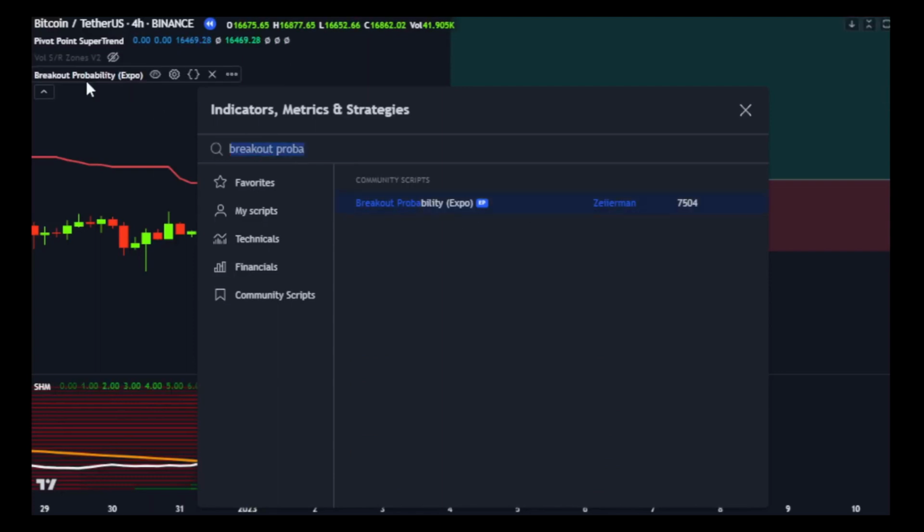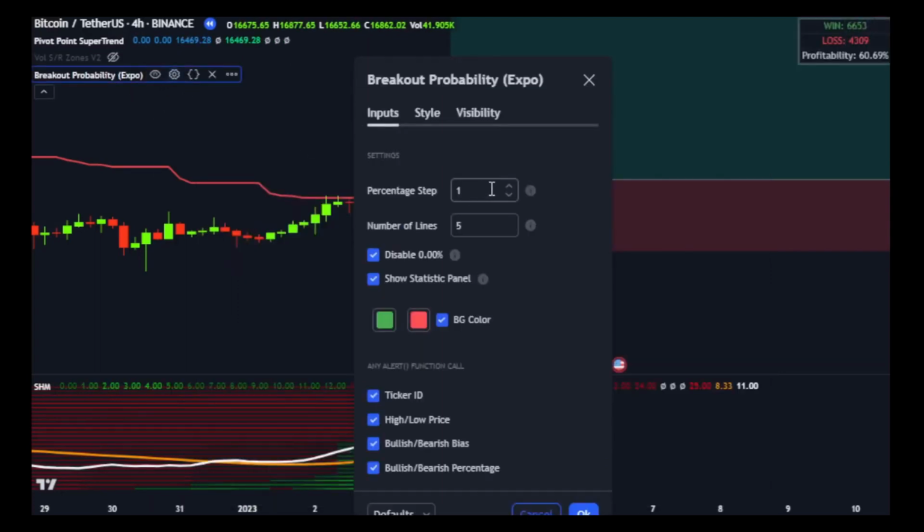Step percentage from 1 to 1.2. The number of lines from 5 to 4. We disable show statistic panel. And it's ready. How do we apply it?